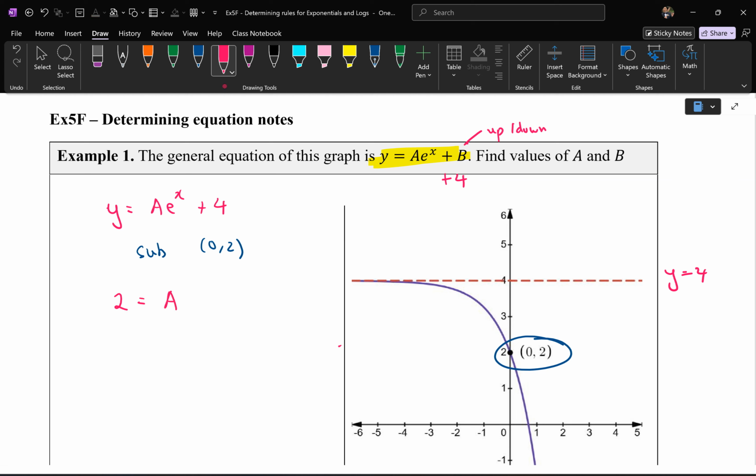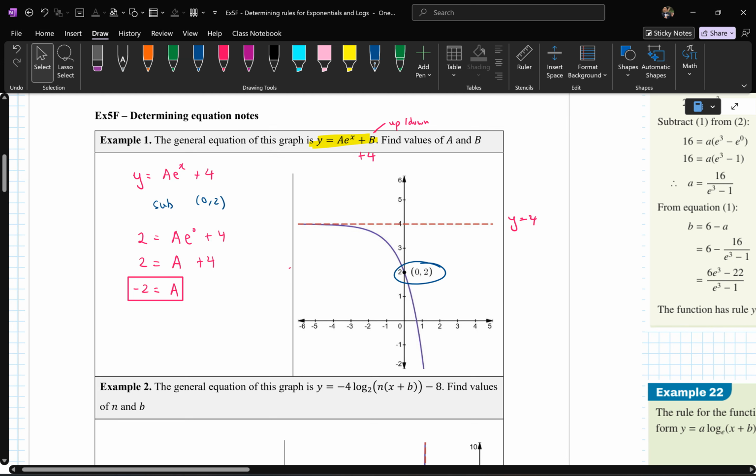Sub 0, 2. Here's what we get. 2 is equal to A times e to the power of 0 plus 4. E to the power of 0 is 1, so A plus 4 is equal to 2. A must equal negative 2. Okay, which is what we predicted. We said there had to be a reflection, and we can see there's a reflection.